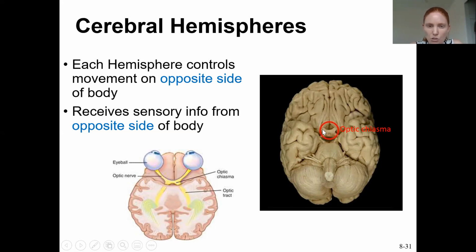In front of the cross, those are the optic nerves. Behind them will be the optic tracts, bringing the information to the cerebral hemisphere. So the information from this eyeball will cross over and go to the other side. And this is why, for example, if you have a stroke, you'll notice that it only affects like half of the face, and it'll affect the opposite side of where the blockage actually happened. Okay, so that's because the information crosses over there.